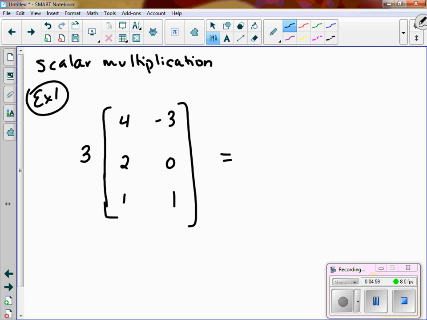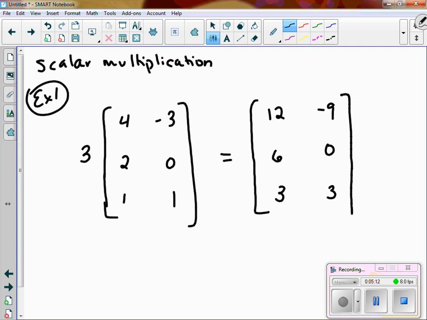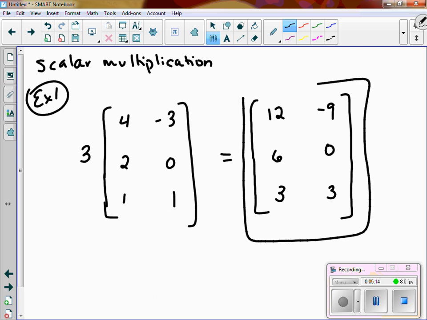So this is pretty straightforward. 4 times 3 gives you 12. 3 times 2 gives you 6. 3 times 1 gives you 3. 3 times negative 3 gives you negative 9. 0 times 3 is 0, and 1 times 3 is 3. So this is your scalar multiplication. Like I said, pretty straightforward.